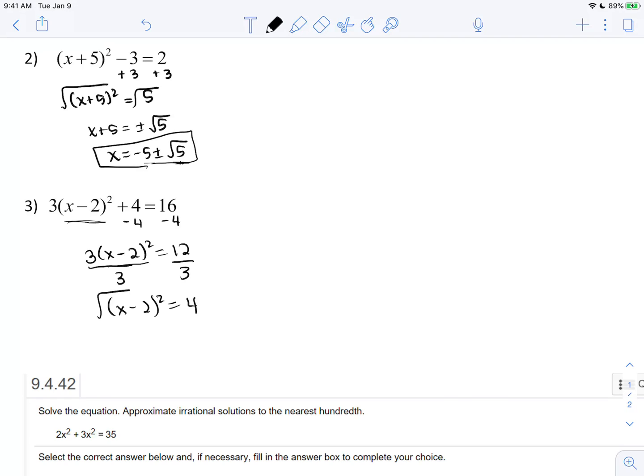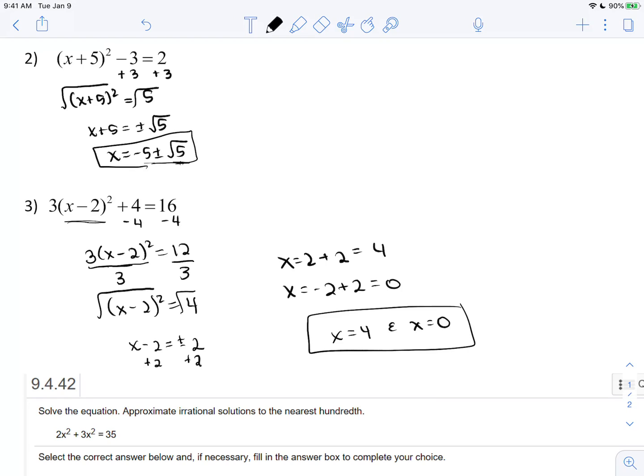Square root both sides now that we have just the squared part by itself. This one's nice. 4 is a perfect square, so when we square root it, we have x minus 2 equals plus or minus 2, right? The square root of 4 is 2, and we put the plus and minus out front, so then we'd add 2. So when simplifying this, we're going to do 2 plus 2 and negative 2 plus 2, right? So we get 4 and 0. So x equals 4 and x equals 0.